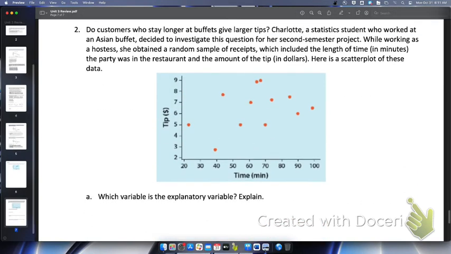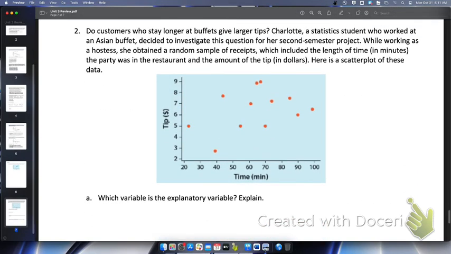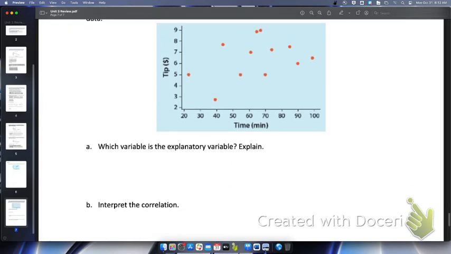Oh yay, I love part A, B, C, D. Do customers who stay longer at buffets give larger tips? Charlotte, a statistics student who worked at an Asian buffet, decided to investigate this question for her second semester project. While working as a hostess, she obtained a random sample of receipts, which included the length of time in minutes that the party was in the restaurant and the amount of the tip in dollars. Here is the scatter plot of the data. Which variable is the explanatory variable?